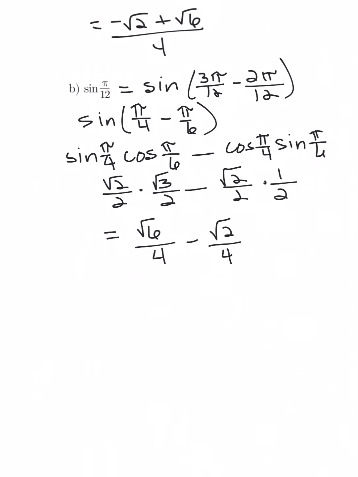over 4. Now make it one fraction. You'll have the square root of 6 minus the square root of 2 over 4. Again, leave your answer like this because that is the exact answer. Notice that the numbers are very similar to what we had in the last example, and you will find that you'll have a lot of similar looking answers.